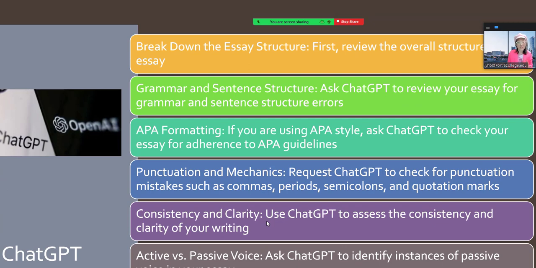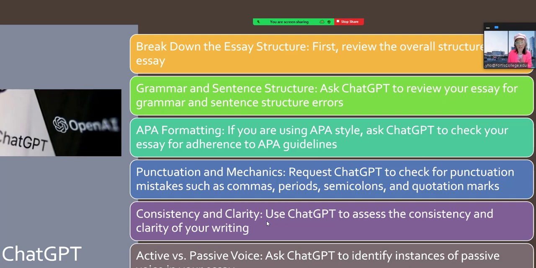Break down the essay structure. First, review the overall structure of the essay. Ask ChatGPT to review your essay for grammar and sentence structure errors. Grammarly does the same thing. If you are using APA style, ask ChatGPT to check your essay for adherence to APA guidelines. Punctuation and mechanics. Request ChatGPT to check for punctuation mistakes such as commas, periods, semicolons, and quotation marks. Grammarly does the same thing.